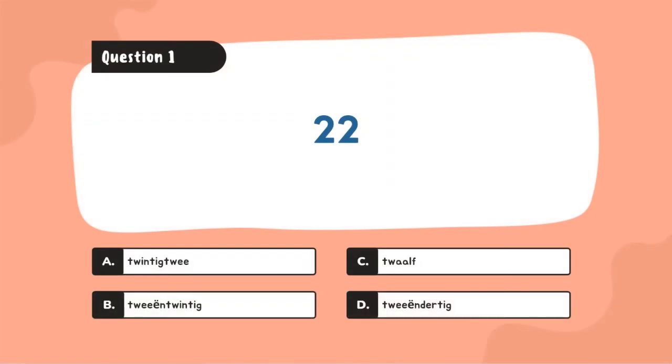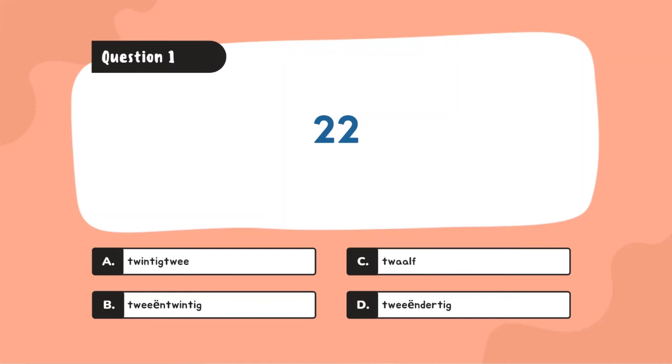We see there a number on the screen and that is the number 22. So how would you write that in Dutch? Is that number A? Is that number B? Is that C or D? A is 22, B is 22, C is this number 12 or D is this number 32. So what is the number you see on the screen? How do you write that? Is that A, B, C or D? Think about it.